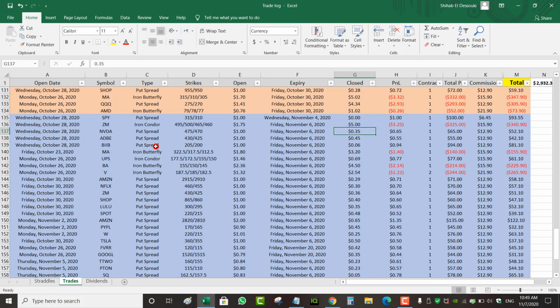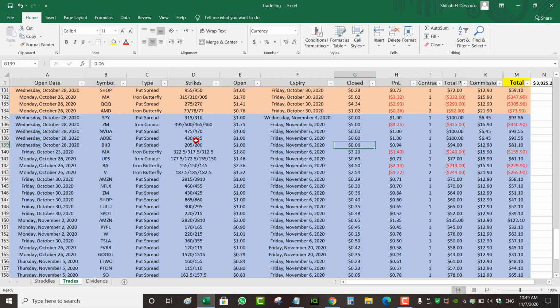Now, NVIDIA would have expired worthless, so 0. Adobe would have expired worthless. But see, that's the thing. Adobe went all the way down to 440, and then it came back up. So it doesn't sort of make sense to want to close the trade just in case, because you saw your put spread, your strike, almost get tested.